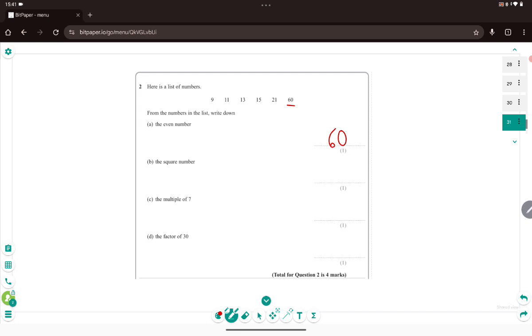A square number. 2 squared, 2 times 2 is 4. 4's not in our list. 3 squared, 3 times 3 is 9. 9 is in the list. Square. Multiple of 7. 7, 14, 21. A factor of 30. Okay, let's just think about our factors of 30. I know 1 divides into 30, so does 30. 2 divides into 30, it's even. 30 divided by 2 is 15, so 15 does. Oh, look, it's in our list. 15.